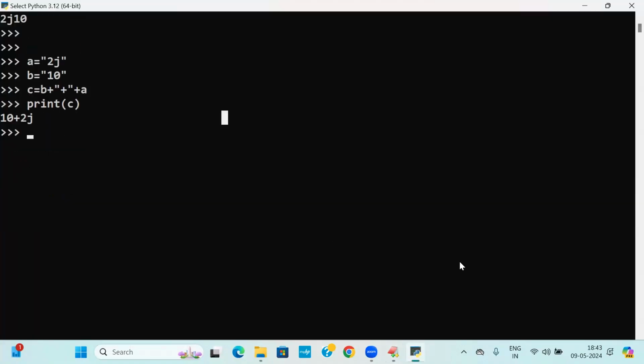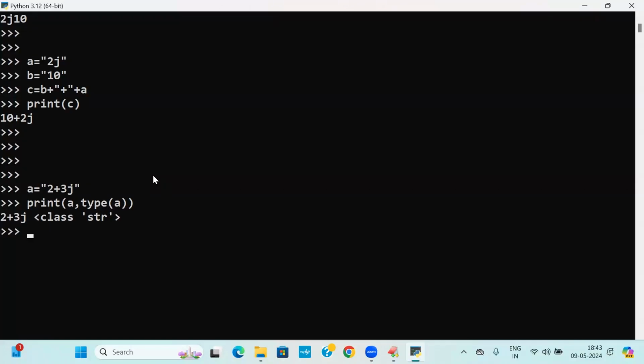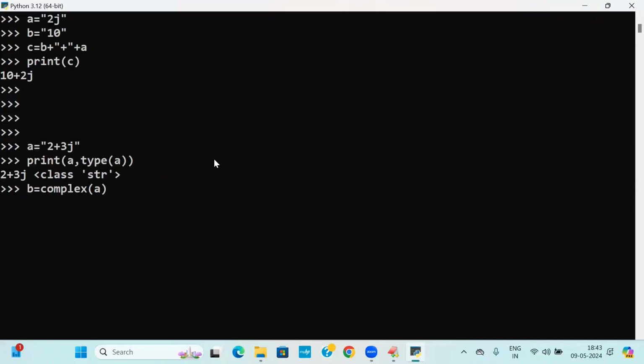How do you come to the complex into complex here? Yes, clear. Now coming to this place, A is equal to double quotes 2 plus 3j. Print of this A. Now I'm using complex of A.